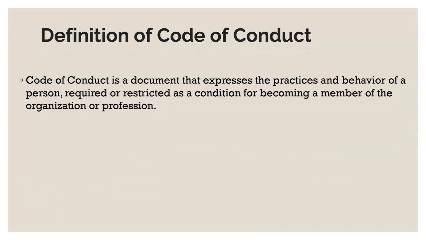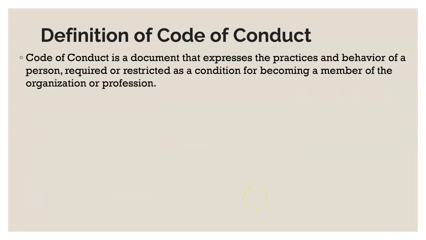Okay. So moving on, let's talk about code of conduct now. The code of conduct is a document that expresses the practices and behavior of a person required or restricted as a condition of becoming a member of the organization. So basically, code of ethics is what everyone already working in the organization follows, right? Whereas code of conduct is a document which actually tells a person that if you want to work in this profession, or if you want to work in this organization, you have to follow this set of codes. You need to follow these kinds of rules and regulations which have been created, right?